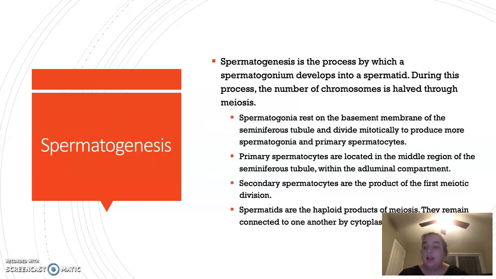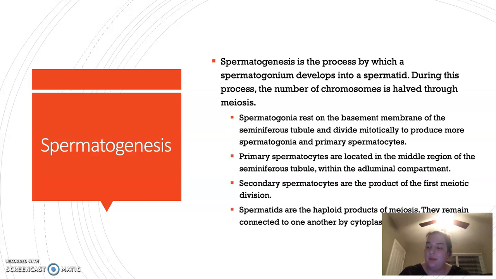So, the development of a mature sperm cell takes place in 2 steps: spermatogenesis and spermiogenesis. Spermatogenesis, which we're going to talk about here, is the process by which a spermatogonium develops into a spermatid. During this process, the number of chromosomes is halved through meiosis, and it involves the following stages.